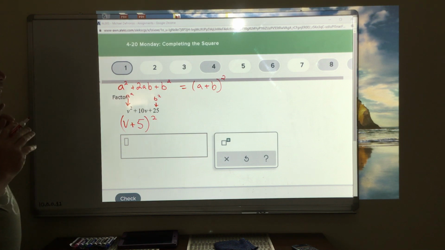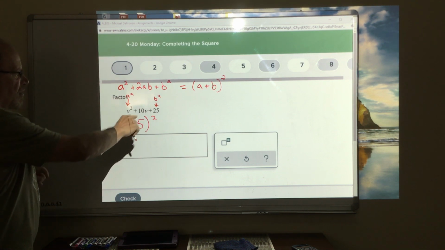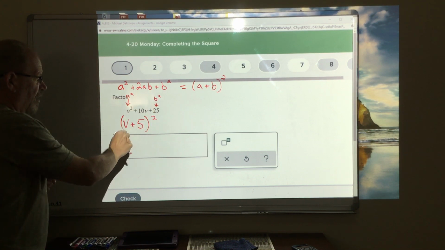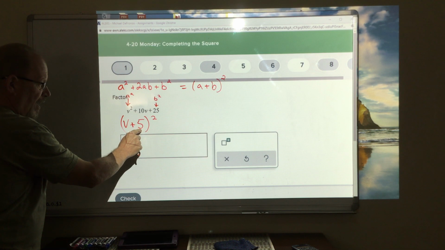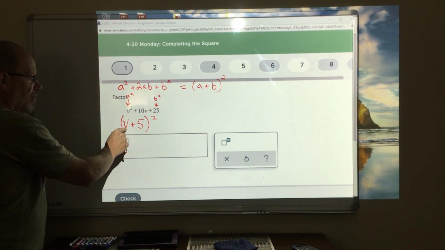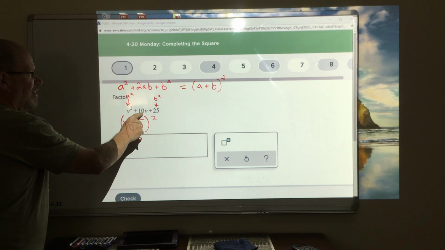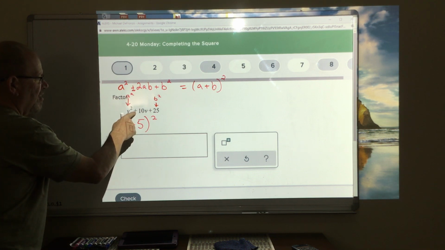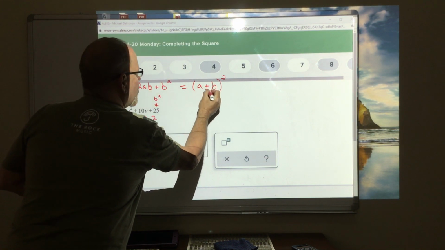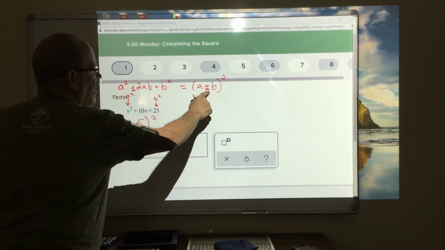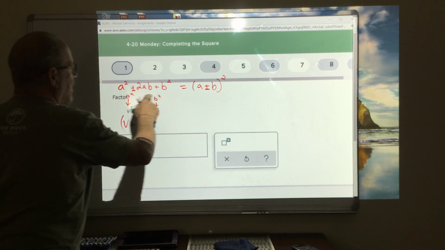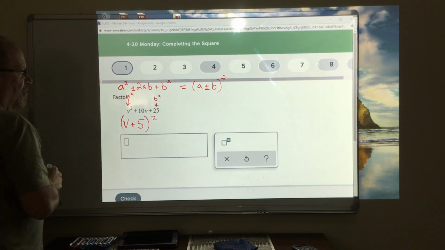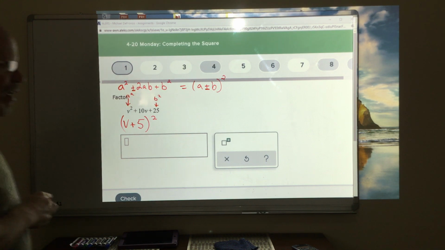Now, you check and make sure you're right. Does this term equal 2AB? 2 times A times B. 2 times 5 is 10 times V. 10V. It does. Now, this is a plus, but it could just as easily have been a minus. So, if this is a minus, then this is a minus. You get it? If this says minus, then this will say minus. So that's where you resolve your sign.